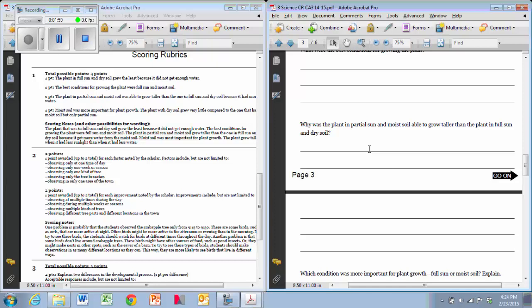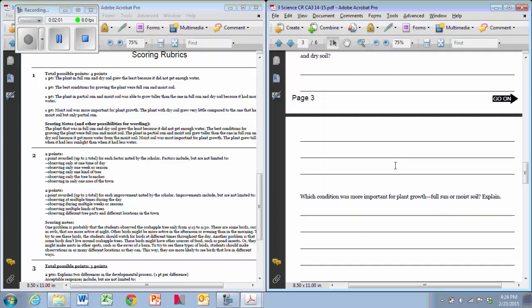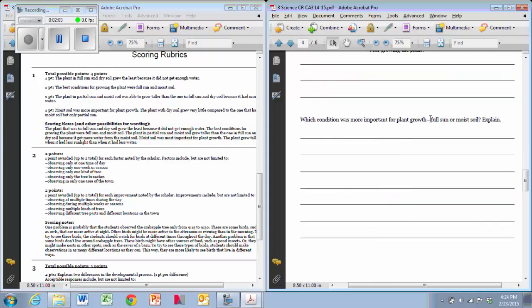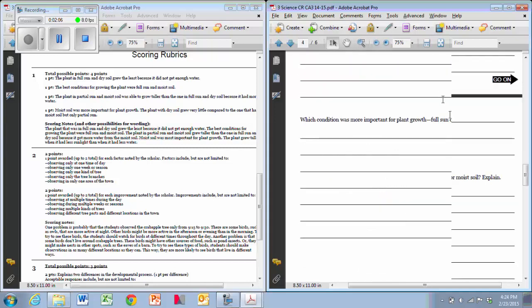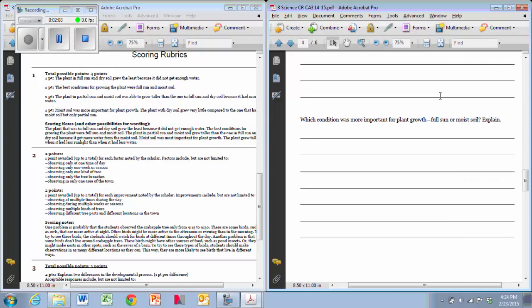And then the last part right down here, which condition was more important for plant growth, full sun or moist soil? They need to write that moist soil was important for plant growth because the plant with dry soil grew very little compared to the plant with the moist soil but partial sun. So they need to tell you that moist soil was the most important and then also explain why in order to receive that fourth and final point for question number 1.